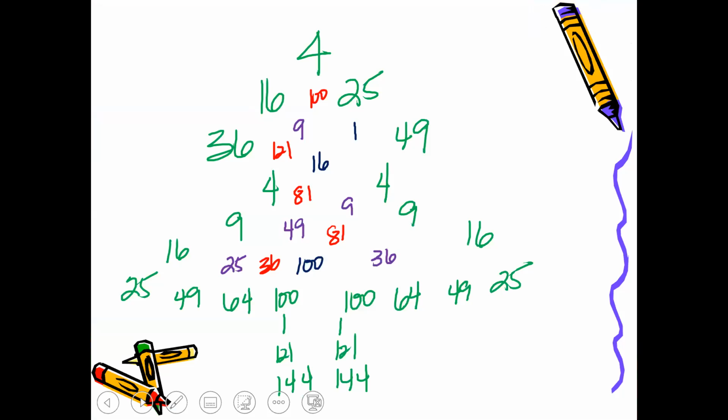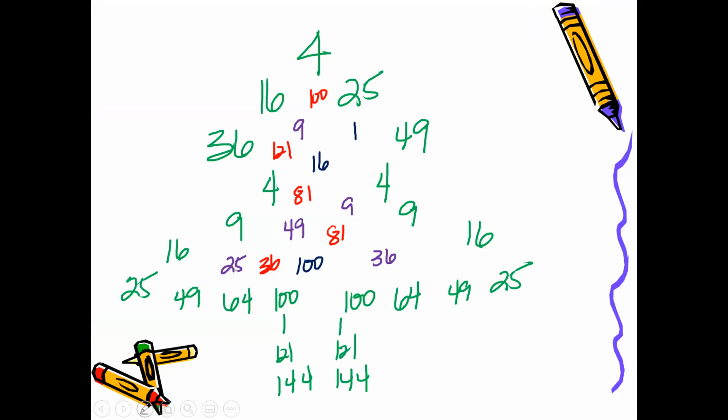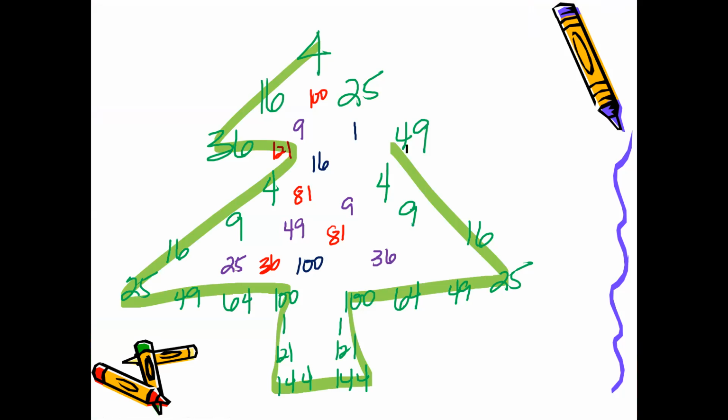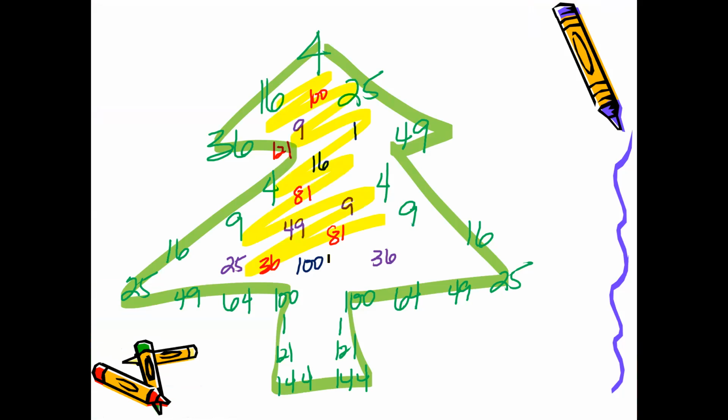So this is kind of my tree. I used the square numbers to draw the outline of the tree. And then afterwards, I used more square numbers to decorate the inside of the tree with ornaments.